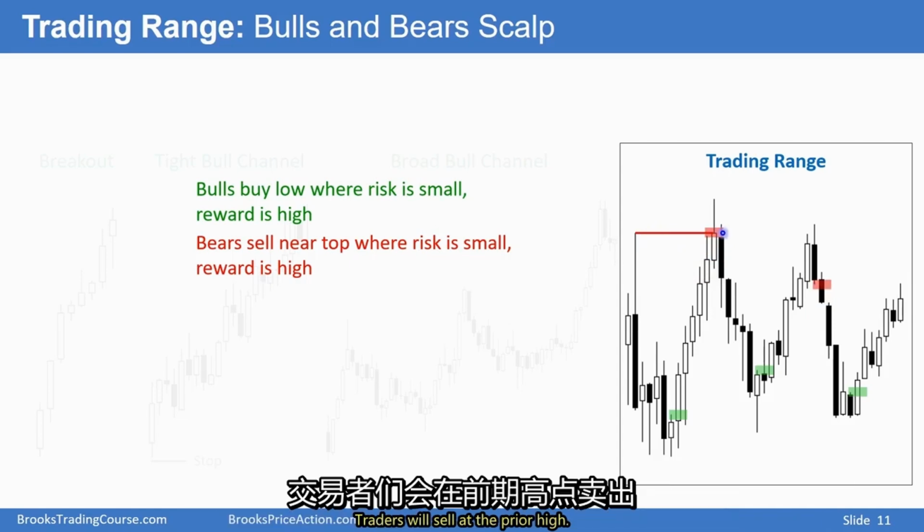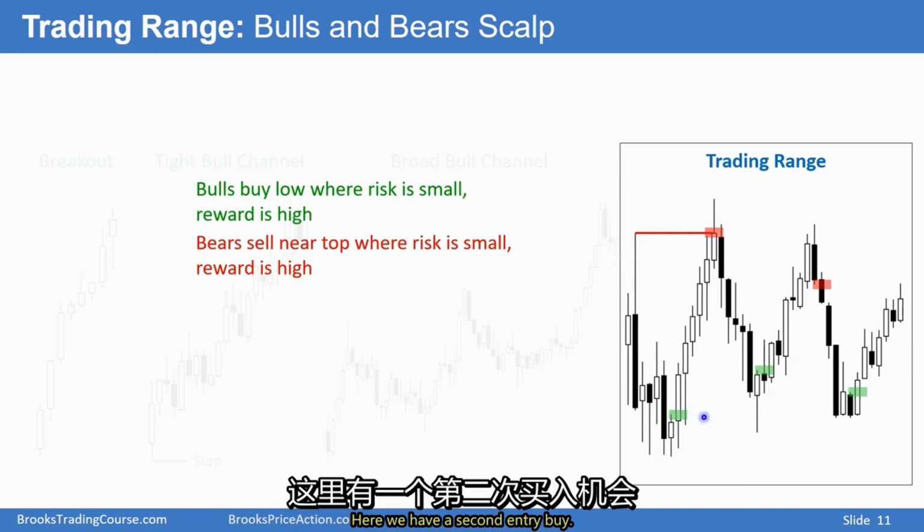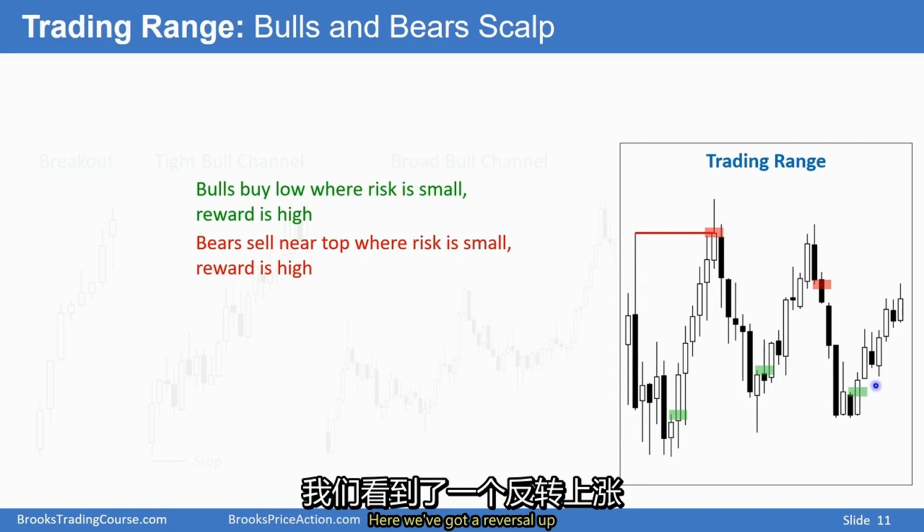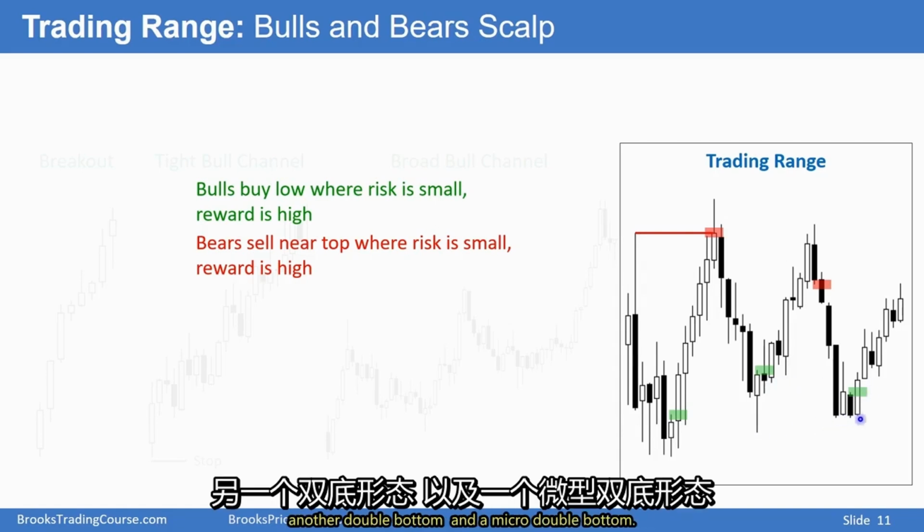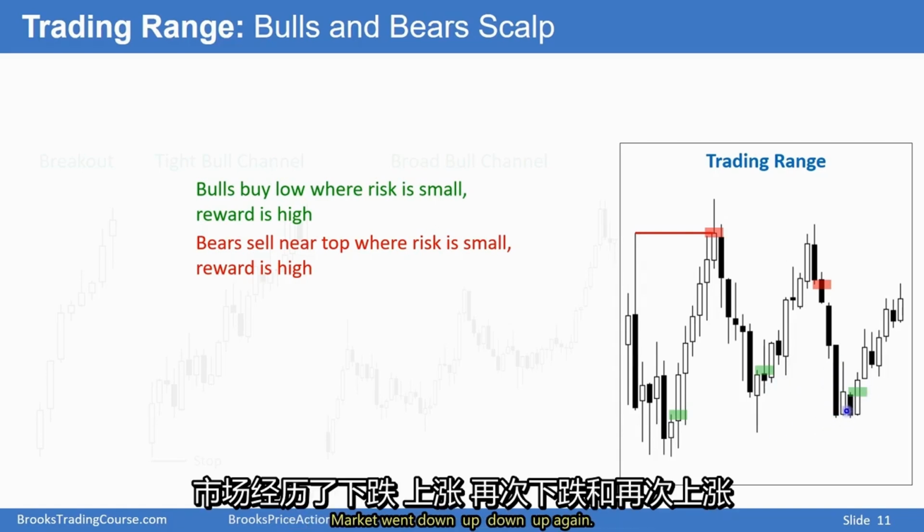Traders will sell at the prior high. They'll sell on a reversal down. At the bottom, here we have a second entry buy. Here we got a reversal up, another double bottom and a micro double bottom. Market went down, up again.